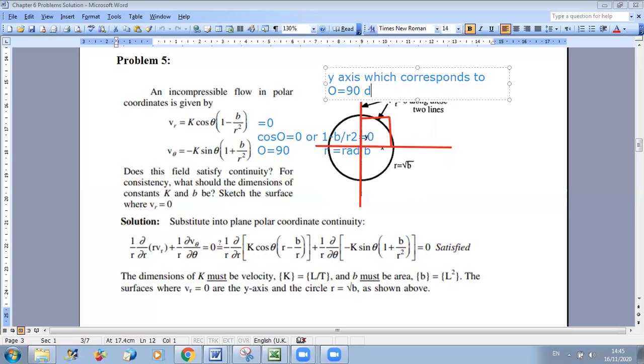And the second condition is the surface for which VR is 0. Its equation is R equal radical B. So R is constant. If I have constant R, this means what? In polar coordinates, this means that I'm moving along, in 2D, a circle. So since R is constant, the second surface is a circle of radius radical B. Any question on this?